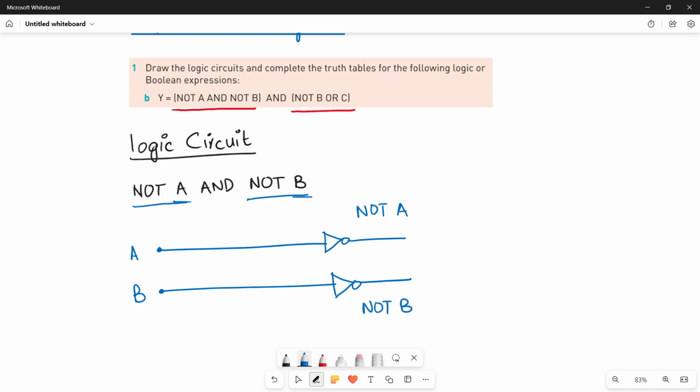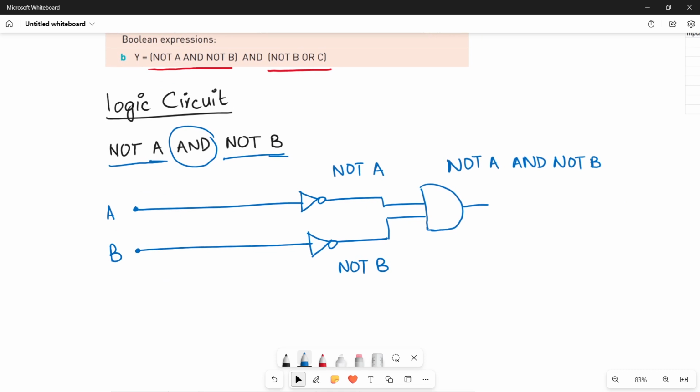Once we pass the inputs A and B through inverters, NOT A and NOT B are connected through an AND gate. So both of these lines will be connected through an AND gate to get the result as NOT A AND NOT B. Okay, so the first bracket is done. Now quickly moving towards the second bracket, that is NOT B OR C.